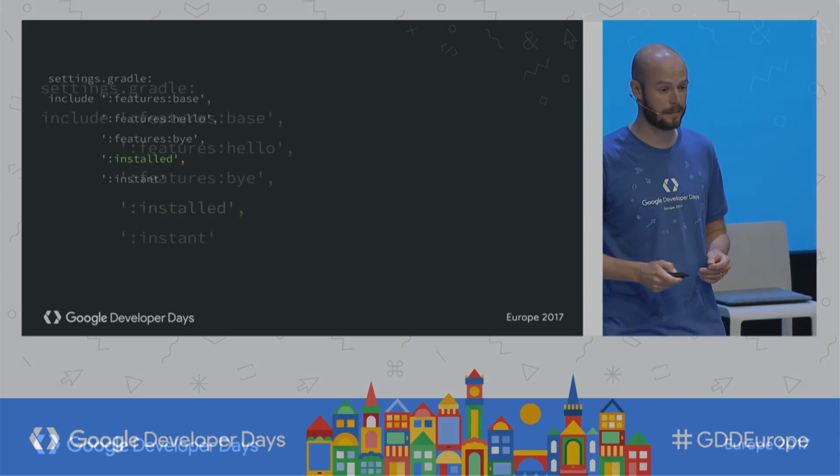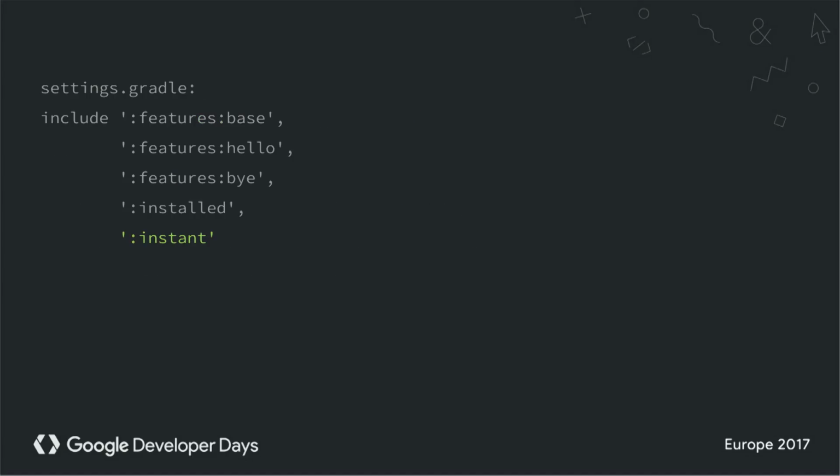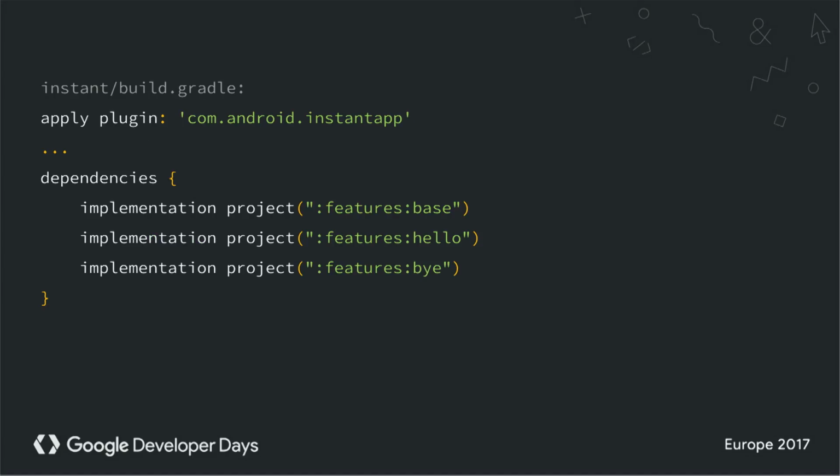On the installed app, what you have to do is you still have the application plugin that you already had, and then within your dependencies, you have the dependencies on those feature modules that you had before. Very similar for the instant app, you just apply a different plugin. And that defines which output you will get, either one single APK or a zip file with a multitude of APKs.